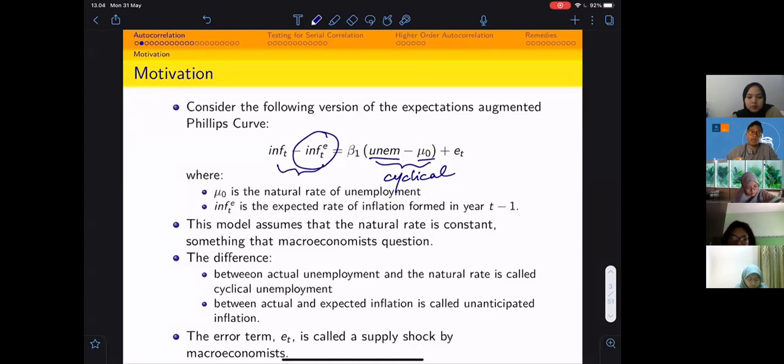Now, this is one of the things that we need to consider when we're doing time series econometrics. Specification is very, very important for us to get a robust result.